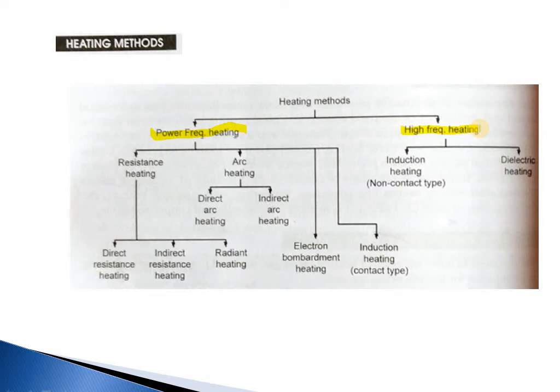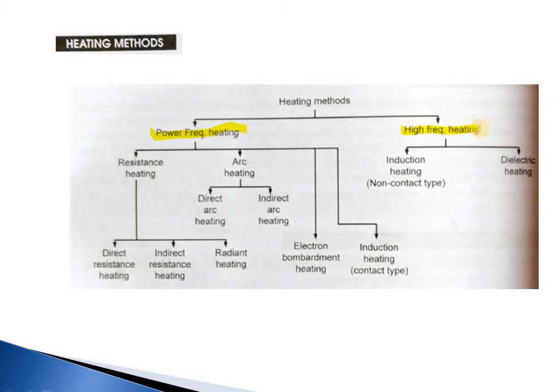Resistance heating is divided into three parts, that is direct resistance heating, indirect resistance heating, and gradient heating. Arc heating is also divided into two parts, that is direct arc heating and indirect arc heating. Apart from these two types, there is electron bombardment heating and induction heating. And high frequency heating also includes two types, that is induction heating and dielectric heating. These are all the heating methods generally used for electric heating purposes.